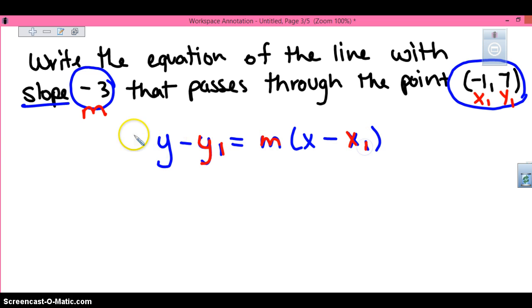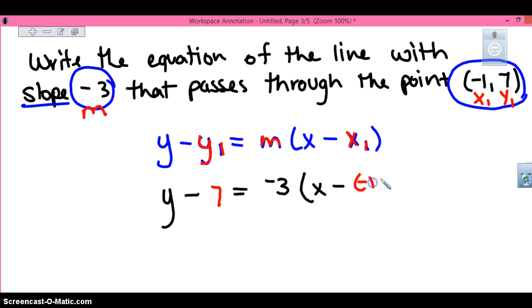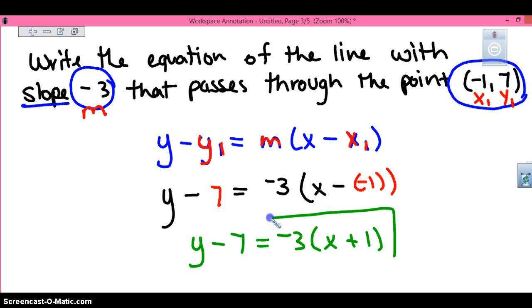Let's take a look at this. I'm going to say y minus, this is a minus, y sub 1, which is 7, equals the slope m, negative 3, times x minus negative 1. What happens when we have two negatives? Positive. So y minus 7 equals negative 3 times x plus 1.